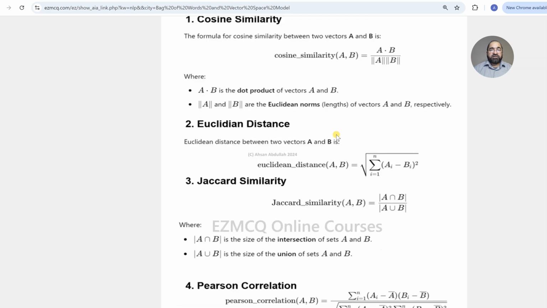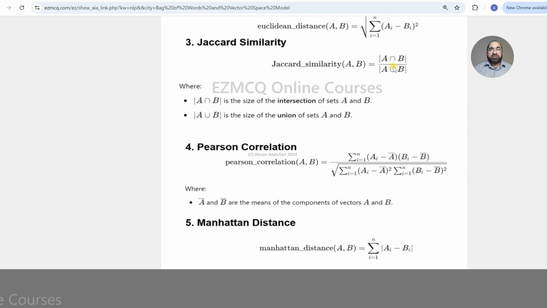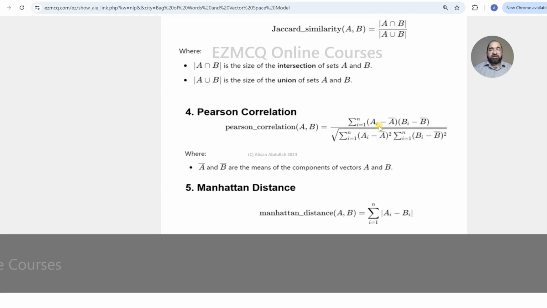And then I have the Euclidean distance. Euclidean distance is the difference of the squares of the sums, their square root. So that's the Euclidean distance. Jaccard similarity is based upon the set approach, and Pearson correlation is based upon the means, and it's very powerful. And then is the Manhattan distance, that is how much you can move around.